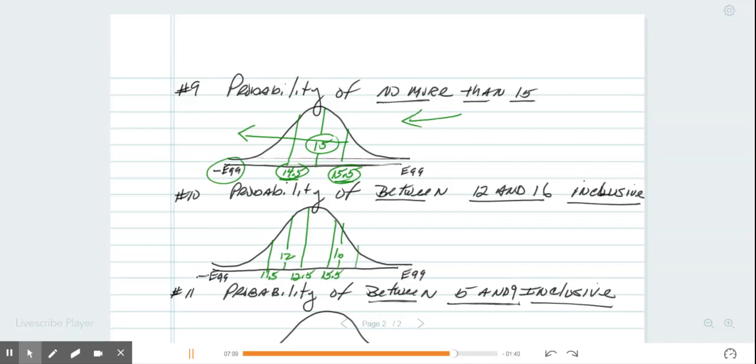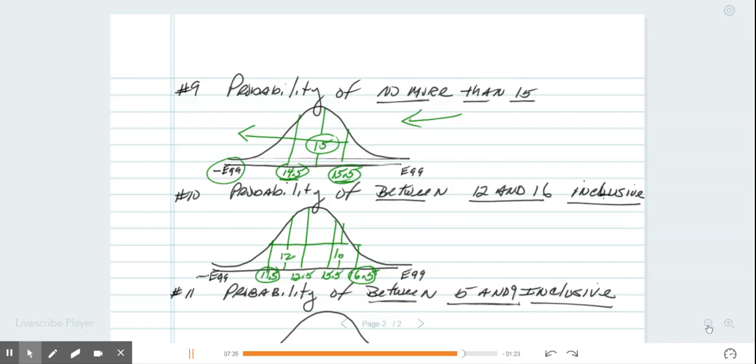Between 12 and 16 inclusive means it includes 12 and it includes 16. So I would go from 11.5 all the way out to 16.5. 11.5 would be my lower, 16.5 would be my upper.